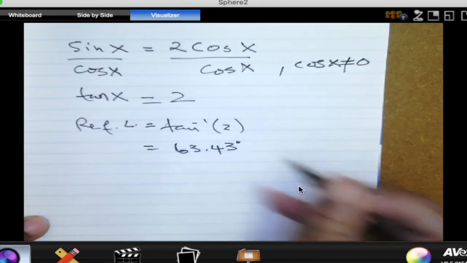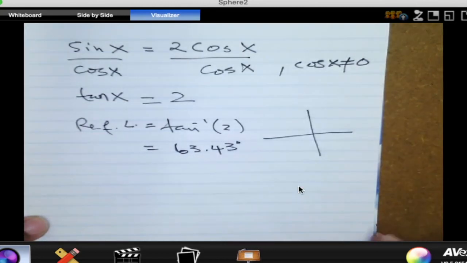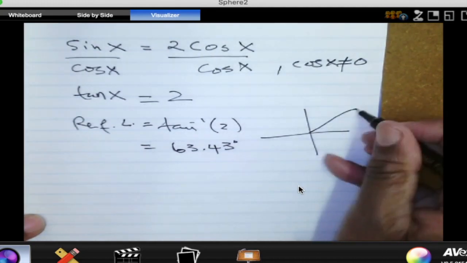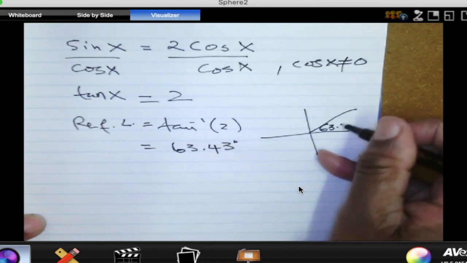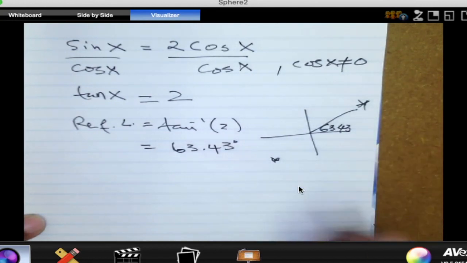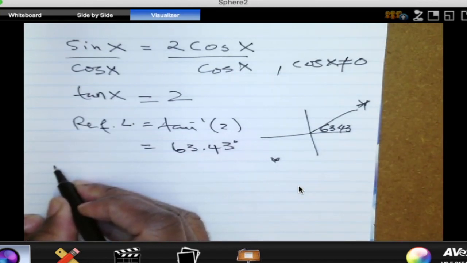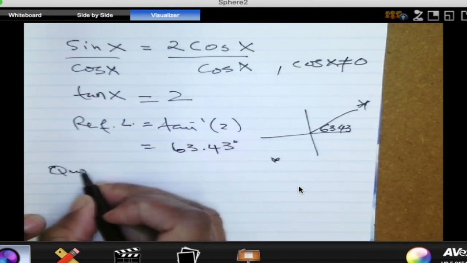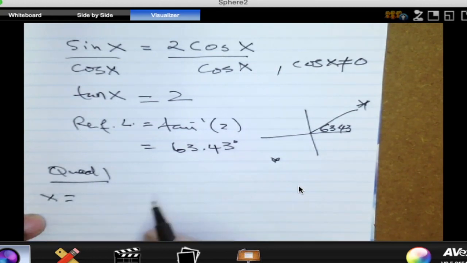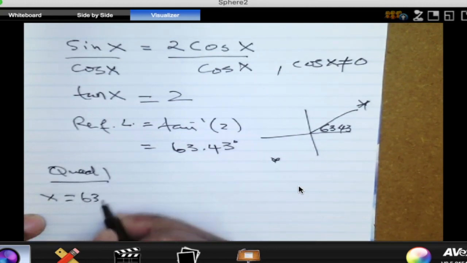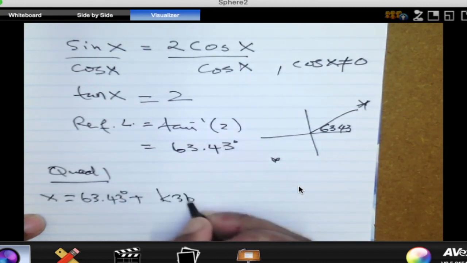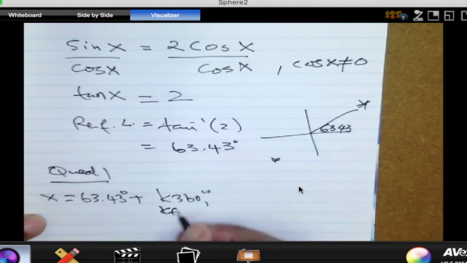63,43 degrees. Okay, good. Then, in terms of quadrants, where are we getting our angles from? So this is 63,43. So we're getting that from quadrants 1 and 3. Okay, so from quad 1, what is x equal to? 63,43 degrees plus k 360 degrees, where k is an integer.